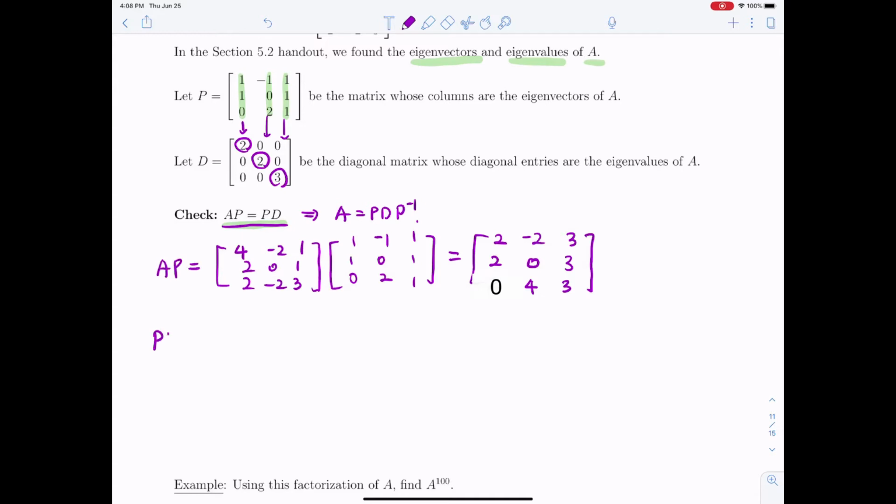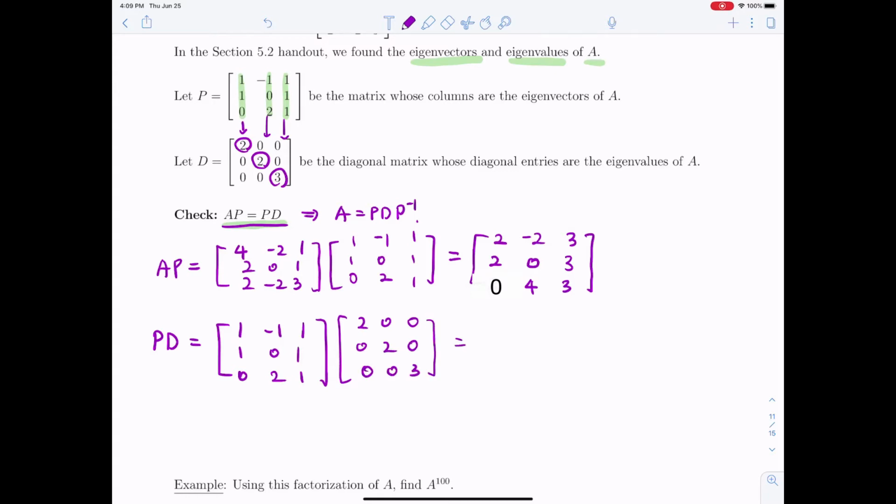And if you do P times D, this gives you 1, negative 1, 1, 1, 0, 1, 0, 2, and 1. And if you multiply this by 2, 0, 0, 0, 2, 0, 0, 0, 3, then this equals 2, negative 2, 3, 2, 0, 3, and 0, 4, and 3. And you can see that these two matrices coincide. So we get AP equals PD.